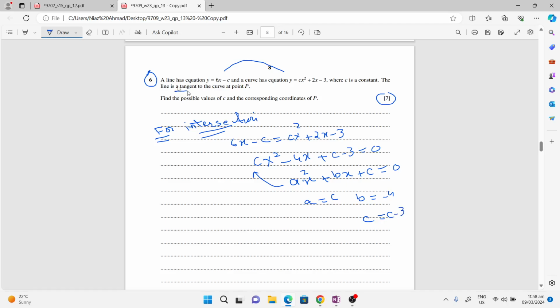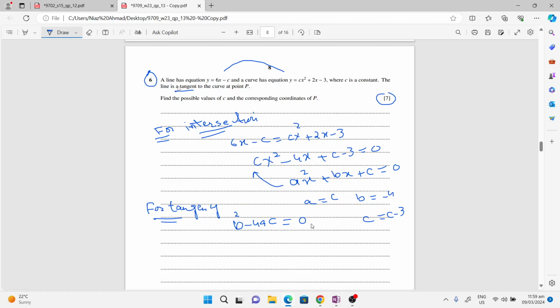Then he said the line is a tangent. When he gives you a tangent, you need to make a headline for tangency. For tangency, the discriminant is always equal to 0, and in quadratics the discriminant is b square minus 4ac. For tangency, your discriminant b square minus 4ac is equal to 0, and I got my values for a, b and c.